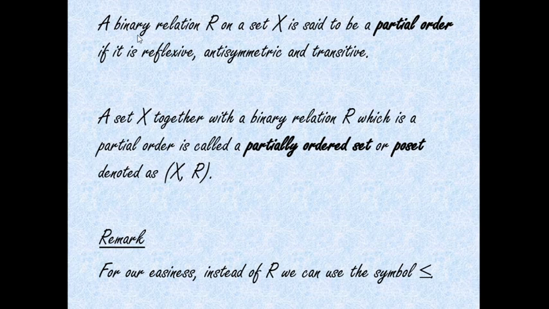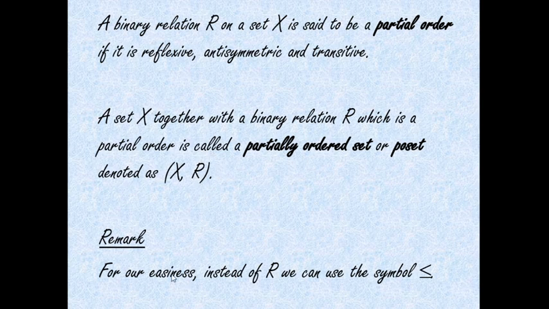Now, a binary relation capital R on a set X is said to be a partial order if it is reflexive, antisymmetric, and transitive. So, a set X together with a binary relation capital R, which is a partial order, is called a partially ordered set or poset. And it is usually denoted as the ordered pair (X, R), where the binary relation R is a partial order.